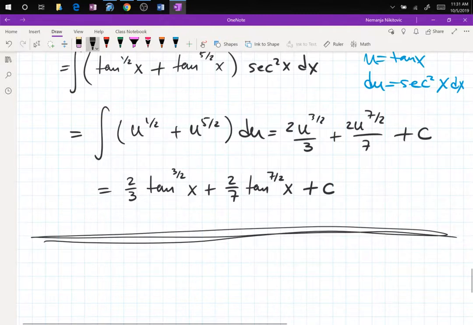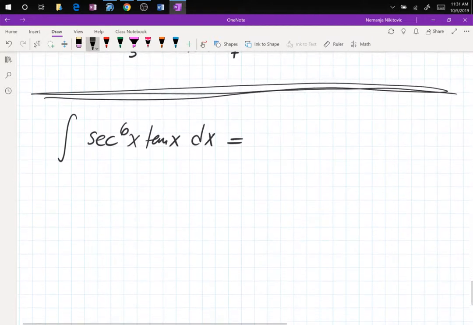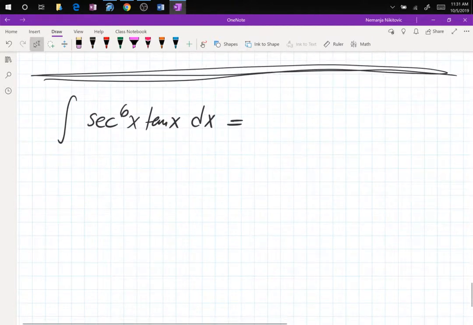So another tangent secant thing. So what are we going to do now if we have a secant to the 6x tangent x dx? So you have this situation. Well, there is a way, annoying as hell, but there is a way to do this problem by peeling off 2 secants. Then you're left with 4 secants. Change those into square times square. Use the identity, go through all of that mess eventually to get an answer.